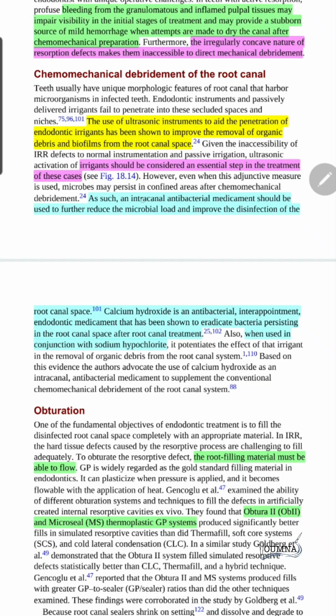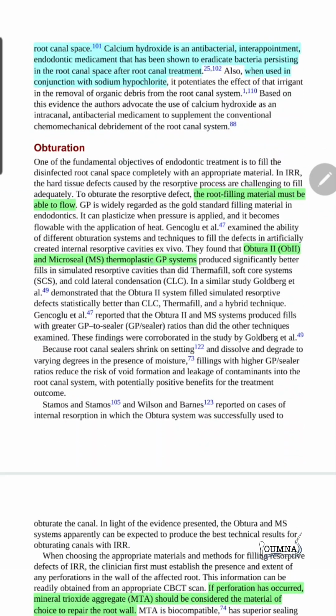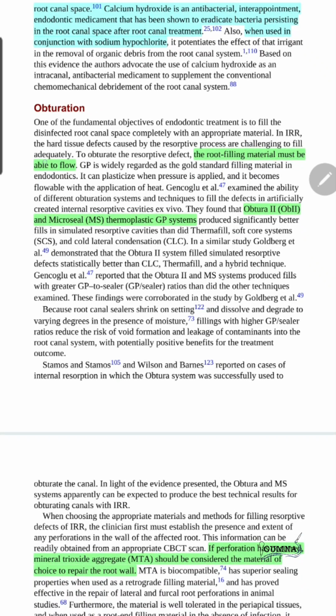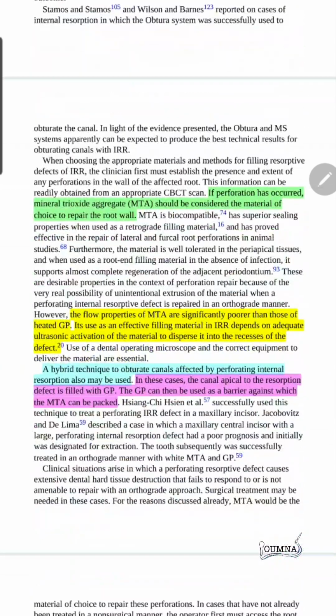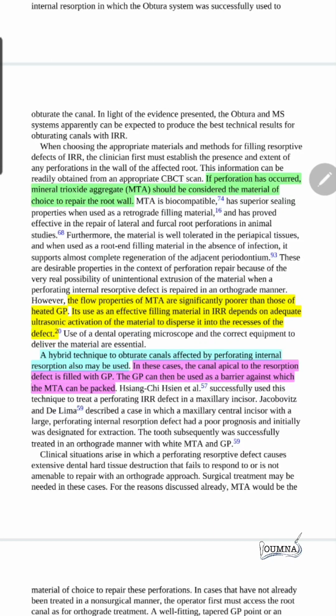Also, we can use an intracanal antimicrobial medication between the sessions, and when we are ready to do the obturation, we must do it with a warm vertical condensation using a flowable gutta-percha to make sure that we get the perfect seal in all the spaces, using one of these, the Obtura and MicroSeal.